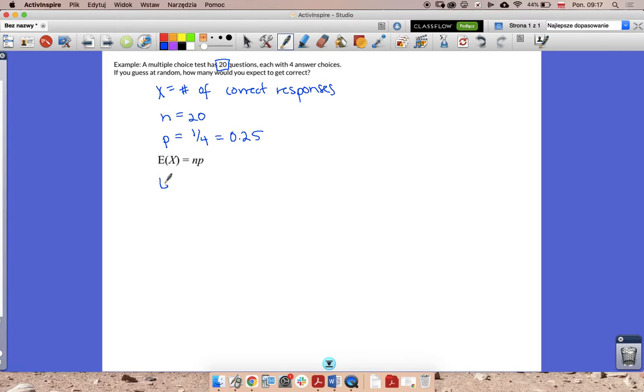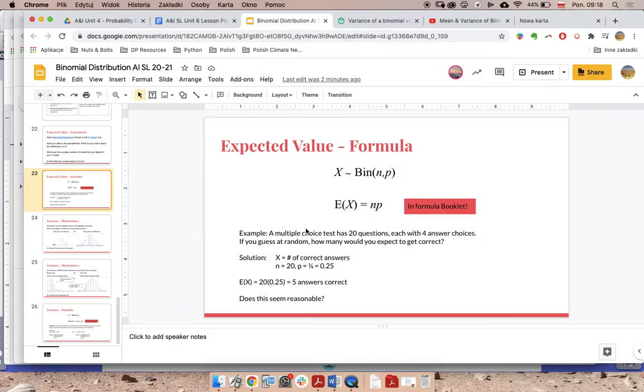That means that on average, we would expect to get 1/4 of 20 of them correct. So 20 times 1/4, or 20 times 0.25, which is 5. And we can interpret this by saying that on average, we'd expect to get 5 questions correct if we repeated taking many multiple choice tests with 20 questions and a 1 in 4 chance of getting them correct. That's all for expected value.